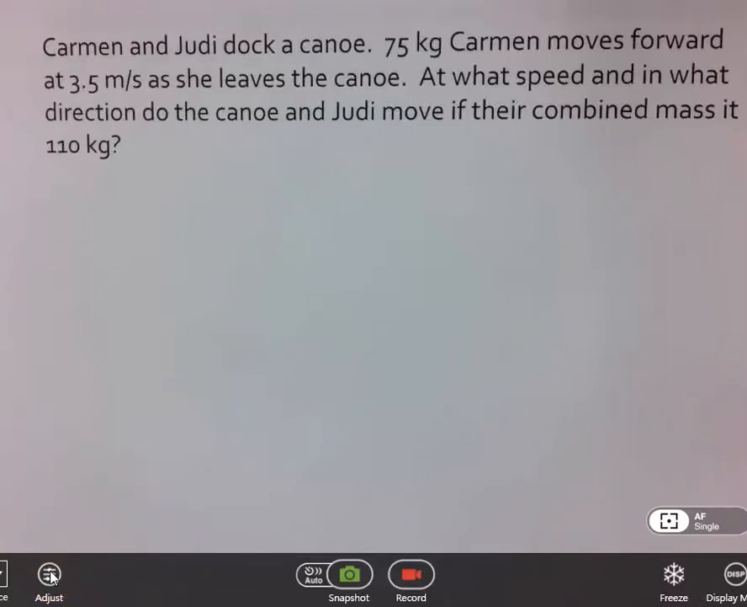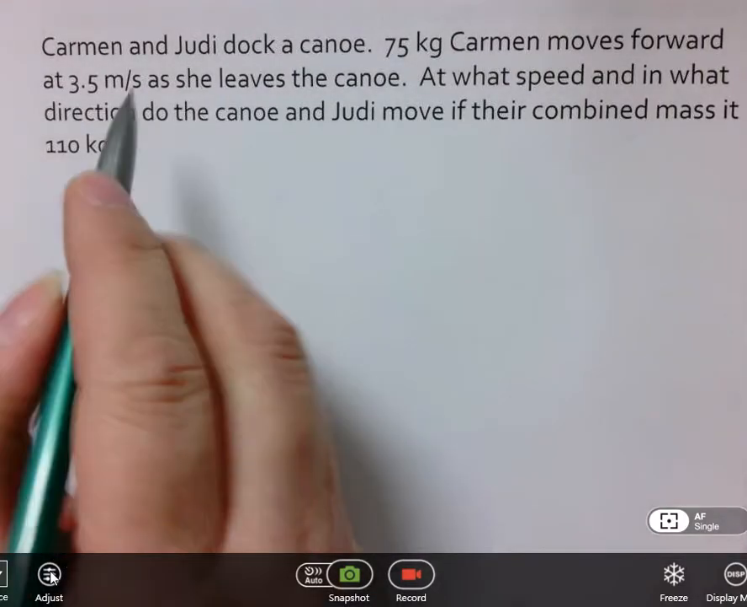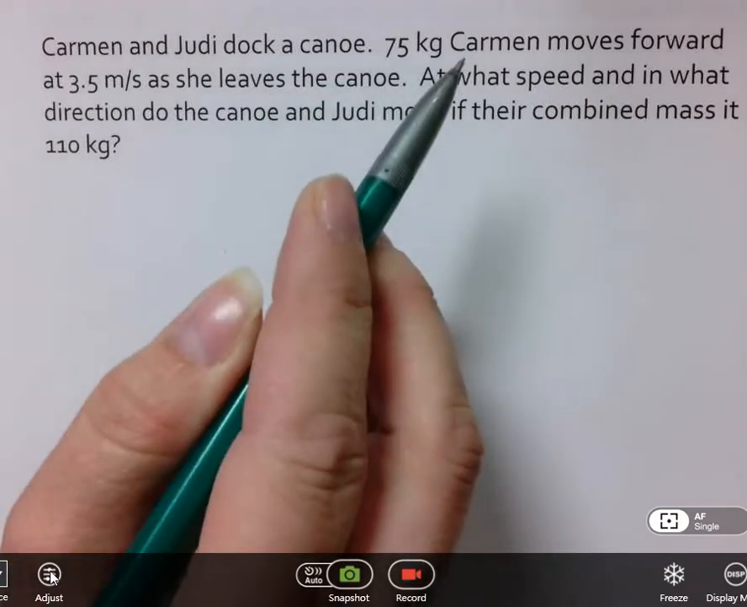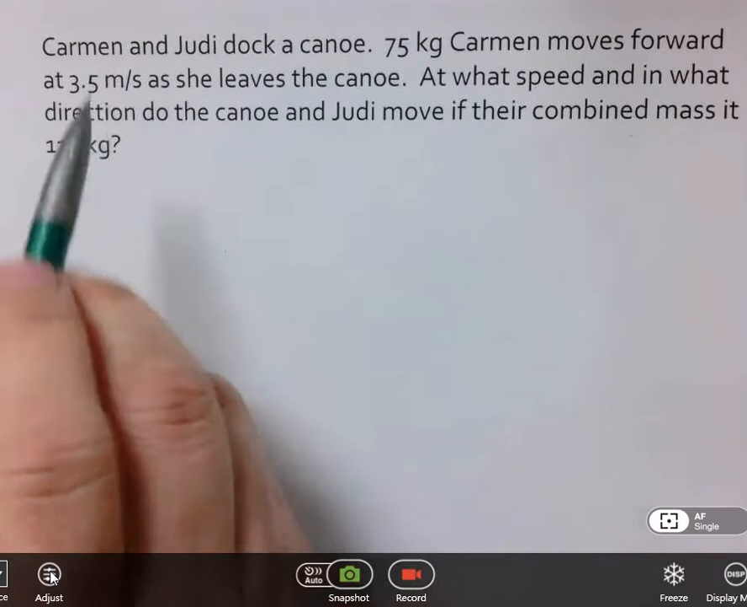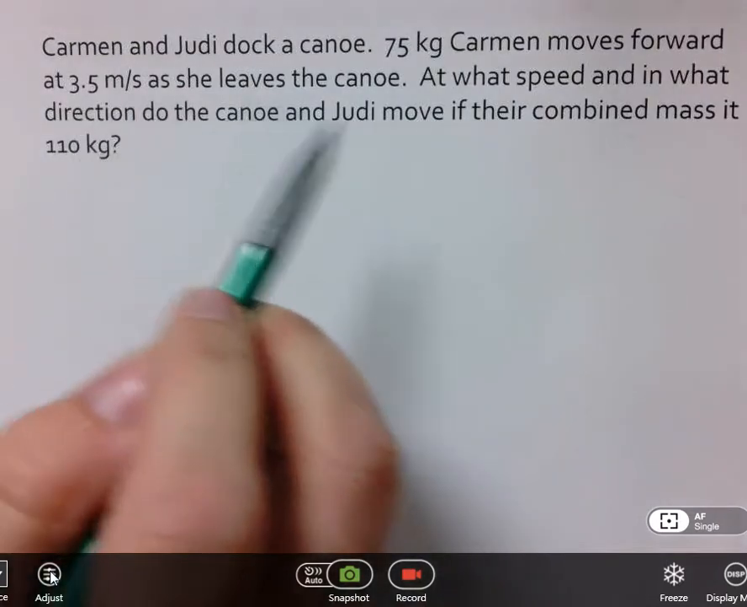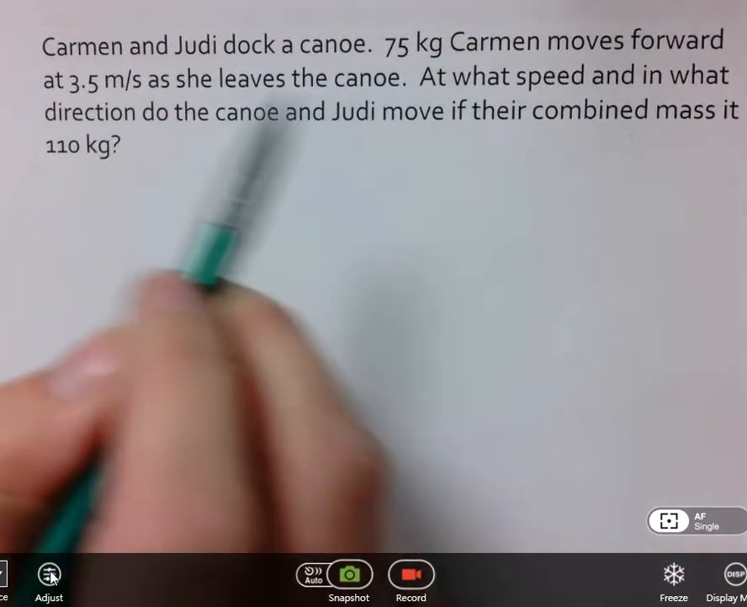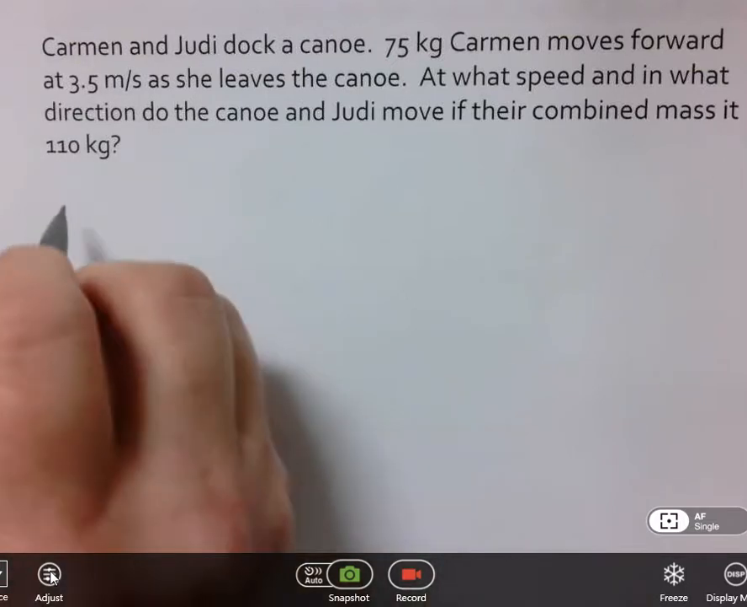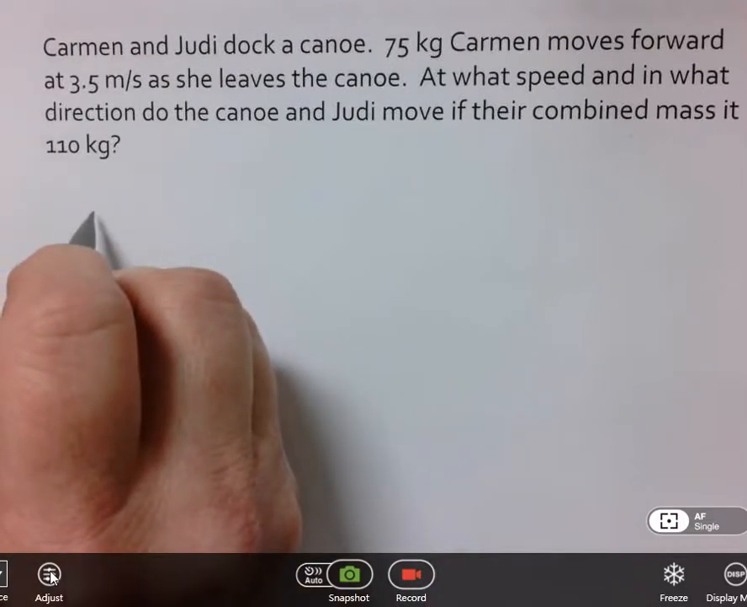Alright, let's try another conservation of momentum problem. This is called an explosive interaction because we have Carmen and Judy in a canoe all together. 75 kilogram Carmen moves forward at 3.5 meters per second as she leaves the canoe. At what speed and what direction do the canoe and Judy move if their combined mass is 110 kilograms? Okay, so we start out with everybody together.